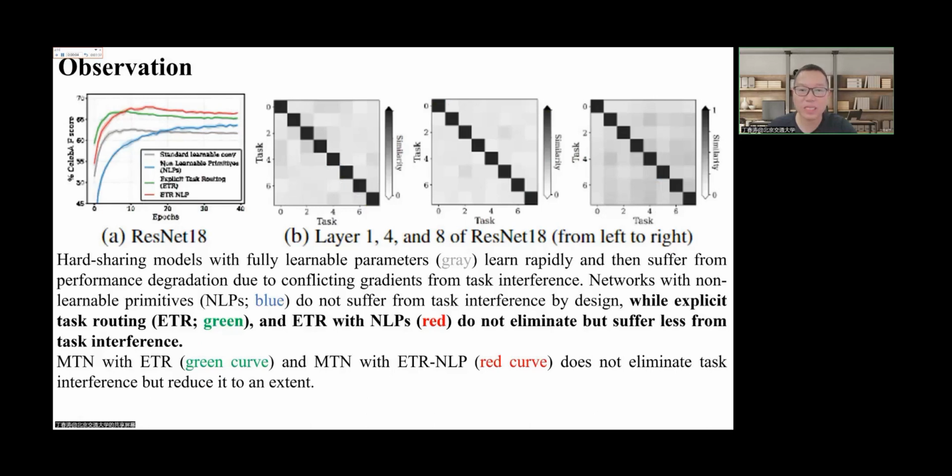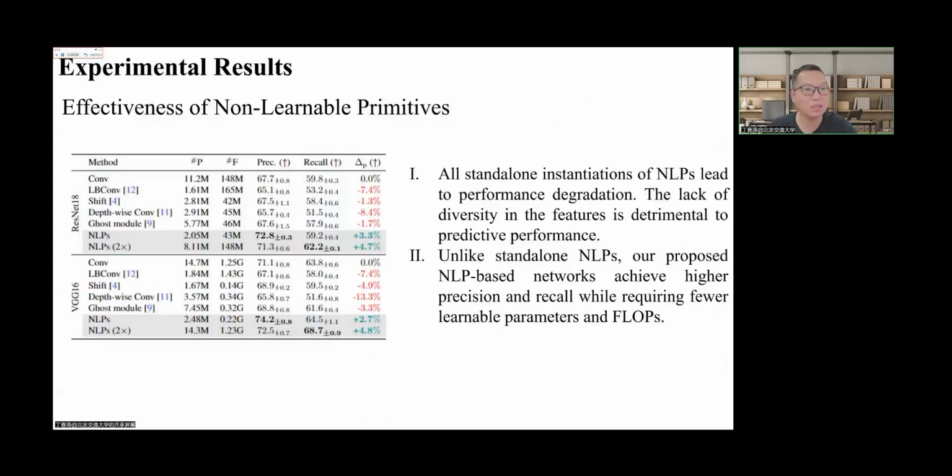As shown, we observe that networks with non-learnable primitives, the blue curve, do not suffer from task interference by design, while explicit task routing, the green curve, and ETR with NLPs, the red curve, do not eliminate but suffer less from task interference. MTN with ETR, the green curve, and MTN with ETR-NLP, the red curve, do not eliminate task interference but reduce it to an extent.